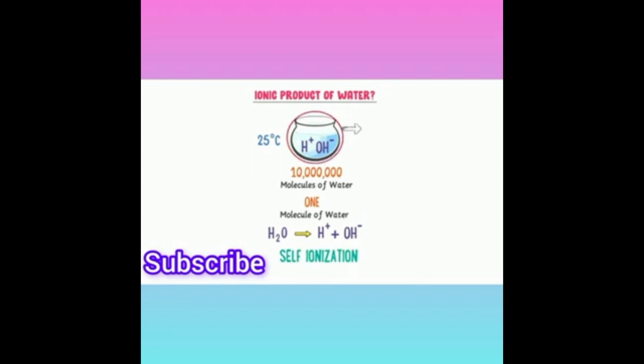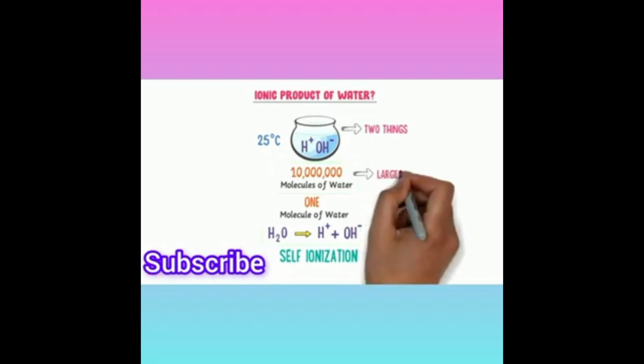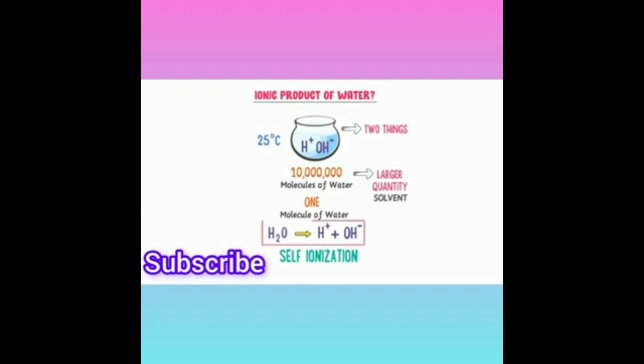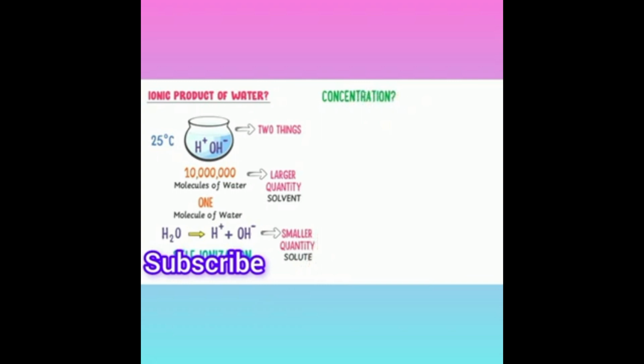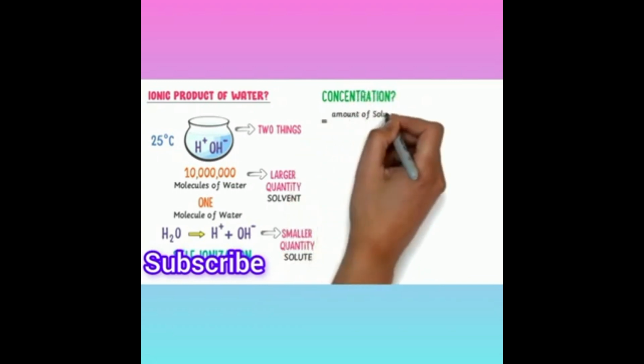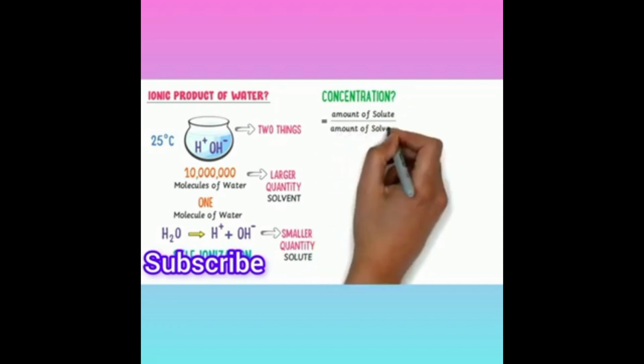Now in this object, there are two things: 10 million molecules of water, and an ion of hydrogen and an ion of hydroxide. So we say that water is present in larger quantity. It is a solvent. Both ions, hydrogen and hydroxide, are present in smaller quantity, so they are solute. Now let me ask you, do you know the formula of concentration? Well, concentration is the ratio of the amount of solute to the amount of solvent.